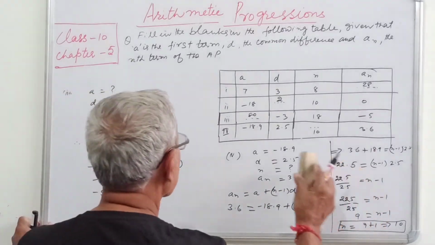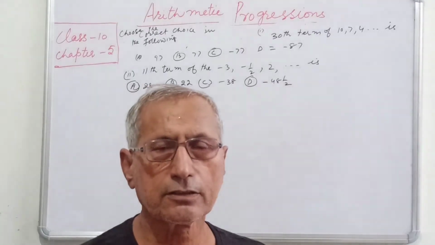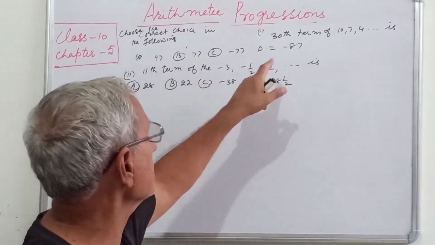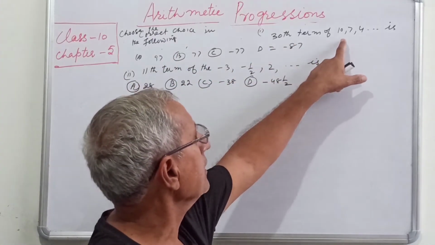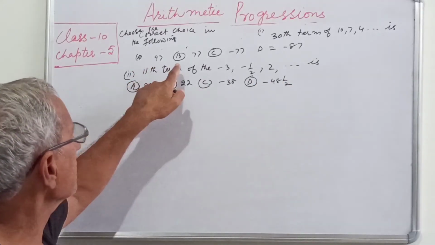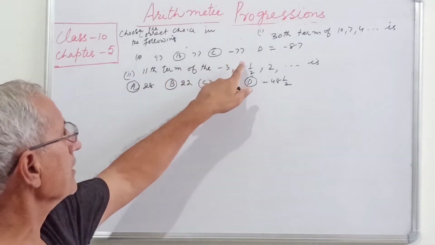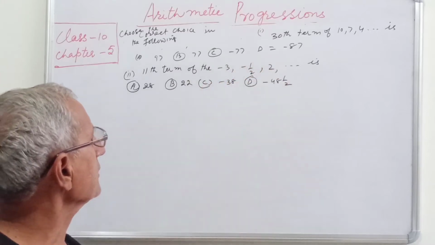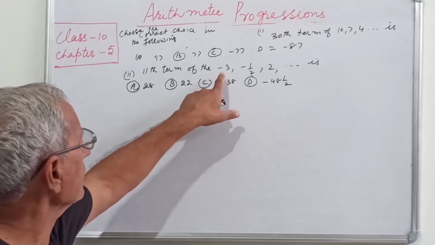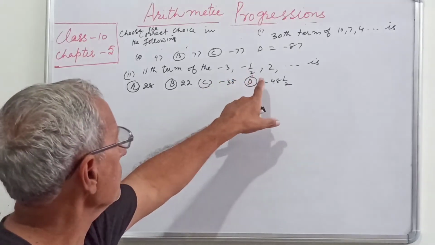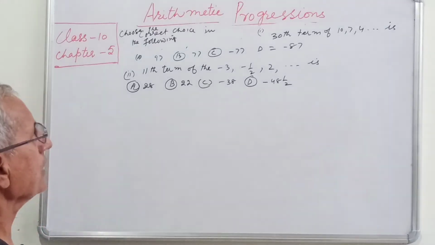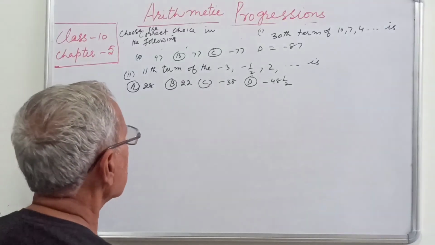सो नेक्स्ट क्वेश्चन इज choose the correct choice in the following. The first part is: the 30th term of the AP 10, 7, 4, is. First option is minus 77, second is 77, and d is minus 87. And the second part: the 11th term of the given AP minus 3, minus 1 by 2, is: options 28, 22, minus 38 and minus 48 is to 1 by 2.